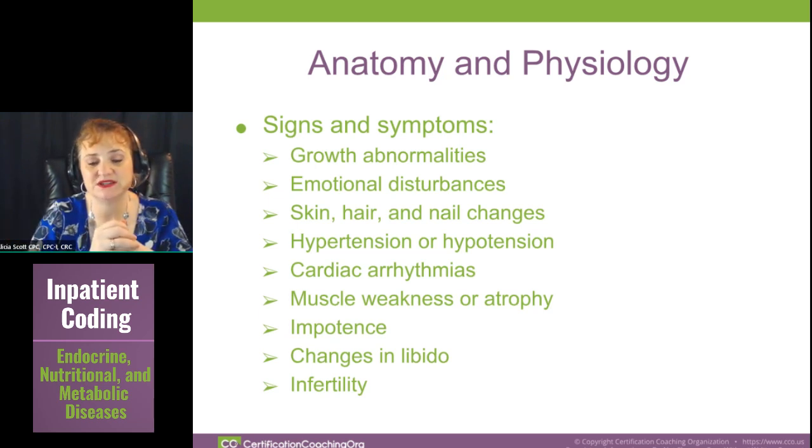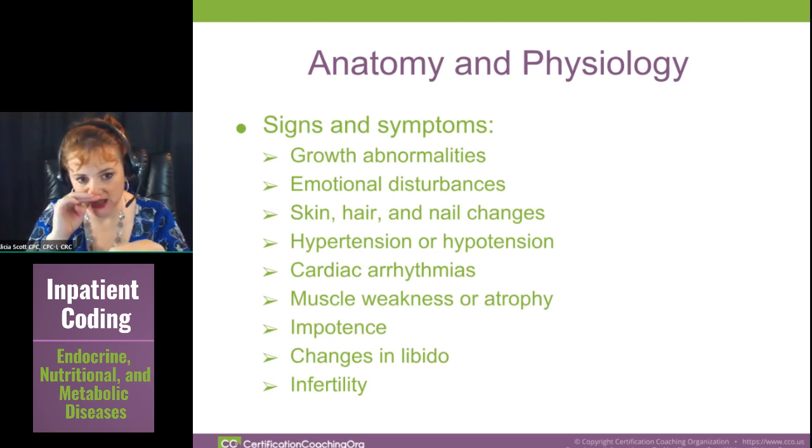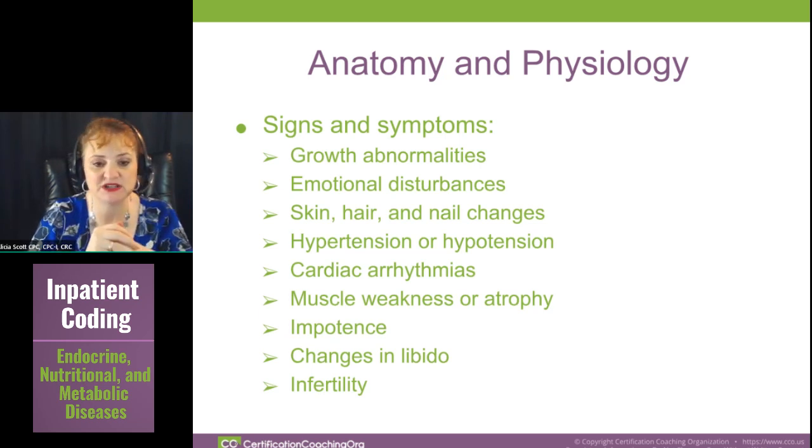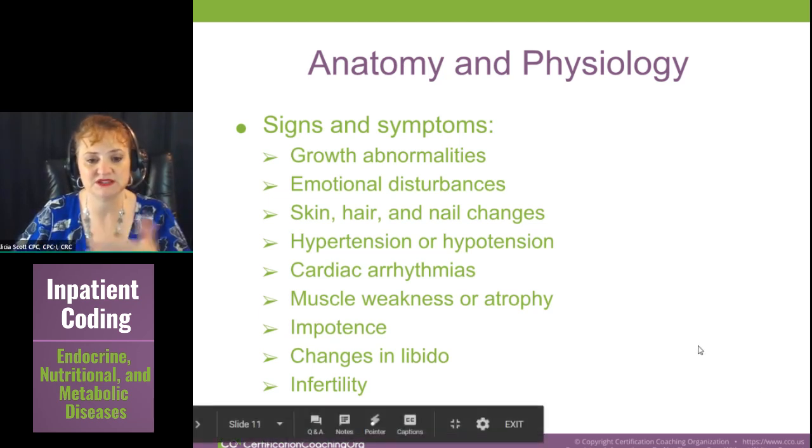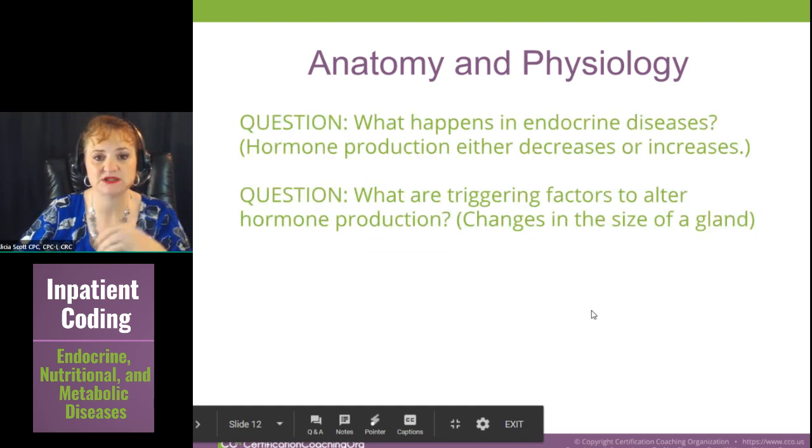Muscle weakness and atrophy. So in other words, you just don't have the strength that you should, and with atrophy, the muscles kind of waste away. Impotence is very common as well. Changes in the libido. When you don't feel good, you'll have no sex drive. And infertility can be very common as well, because look, we're talking about hormones. So it all plays a part.